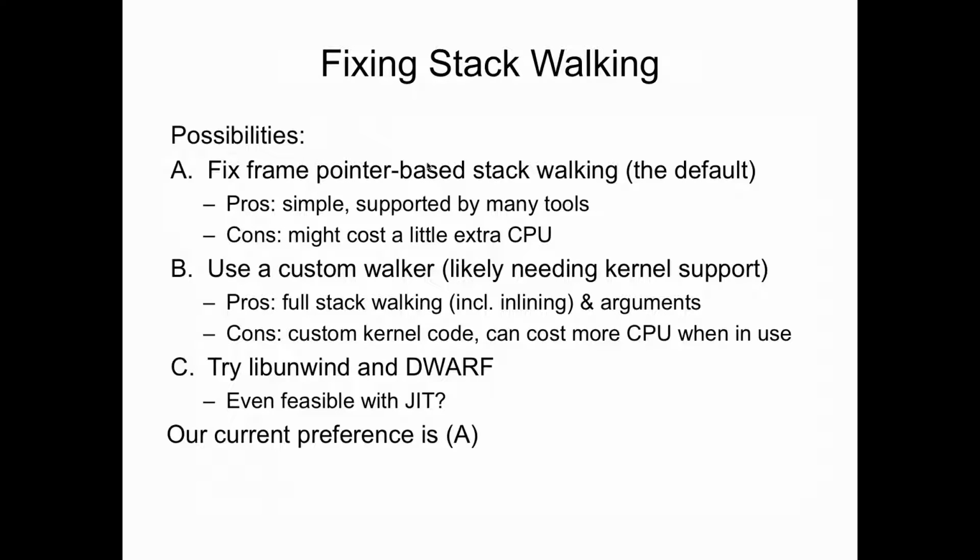The different ways we could fix it: we could fix frame pointer stack walking, and then provide a mode for the JVM to say, if you turn on this flag, stop using RBP as a general purpose register. You can use a custom walker, and some other profilers have gone down that path where they'll modify the kernel, so the kernel knows how to walk Java memory space. That's very complicated, but it can be done. And the con for that is it can cost more CPU when it's actually in use, and you're walking the user memory from kernel. There's also libunwind and DWARF, and Linux has been doing some cool things with that in perf-events. I'm not sure it's feasible with JIT.